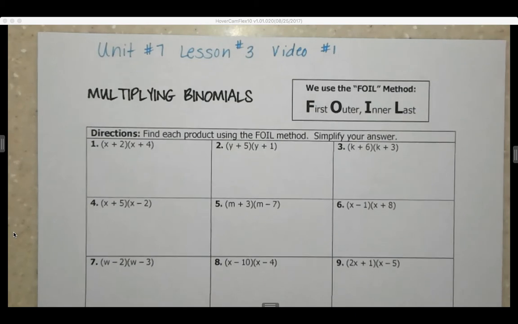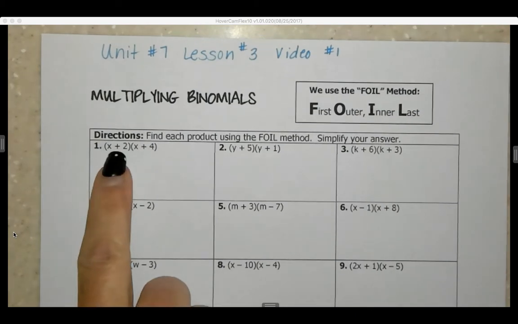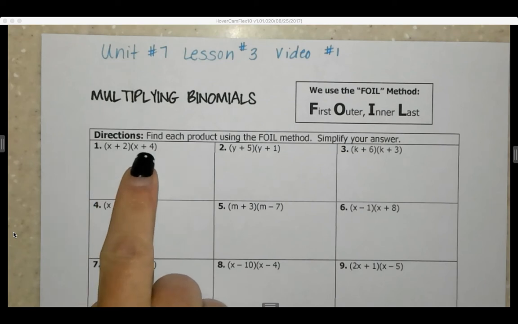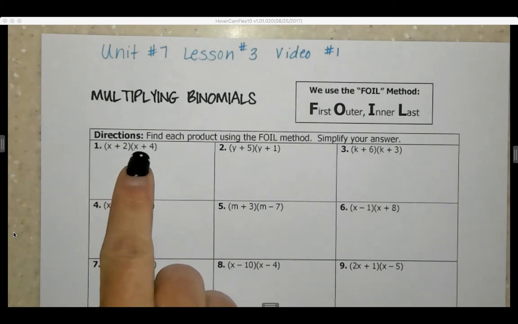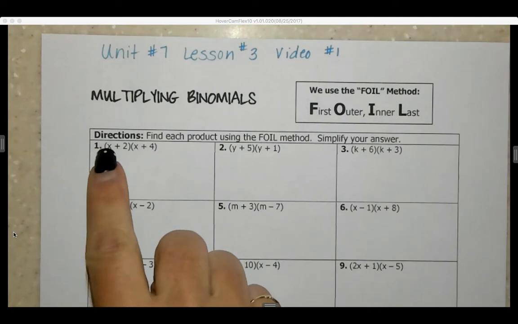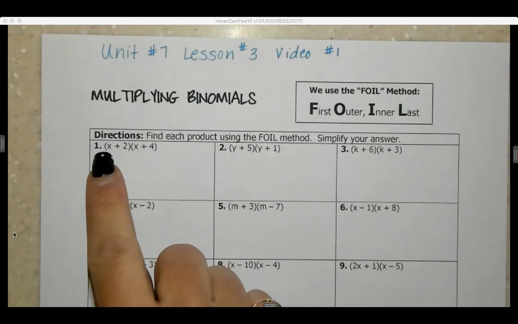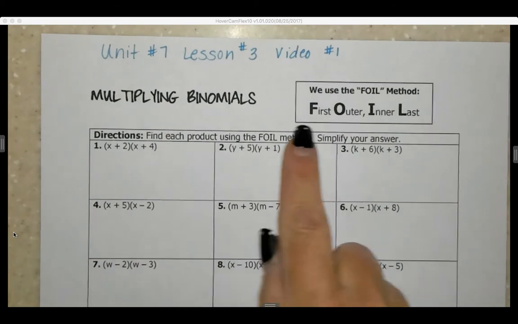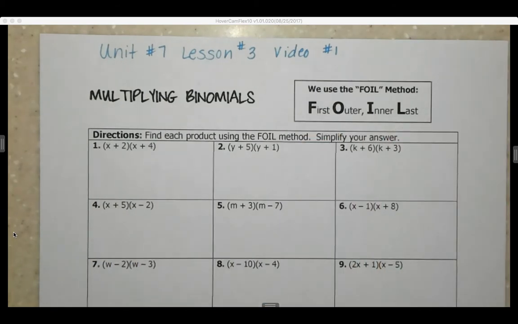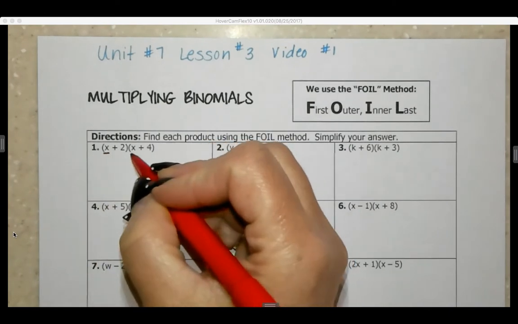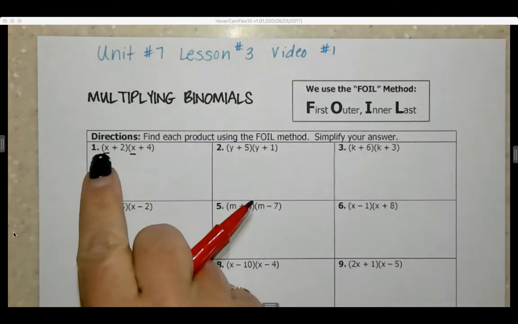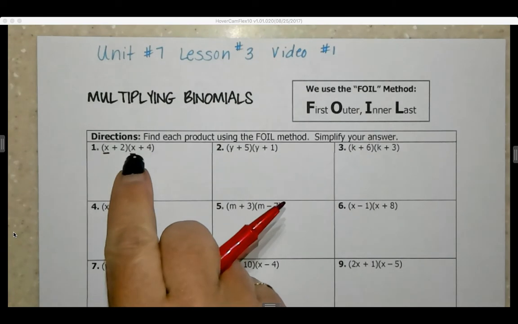So these are problems with a binomial times another binomial, right? It has 2 terms that makes it a binomial, and they're being multiplied together, hence the parentheses. So in order to keep track of which term is being multiplied by which term, and making sure everybody gets multiplied together, we follow this first, outer, inner, last, this FOIL technique. So when we talk about the first terms, that would be this x times this x. The first term in this binomial times the first term in this binomial.